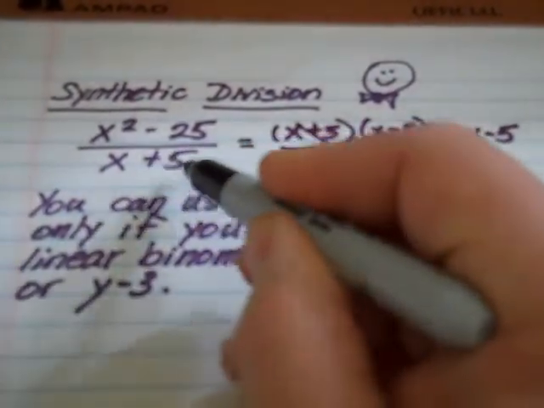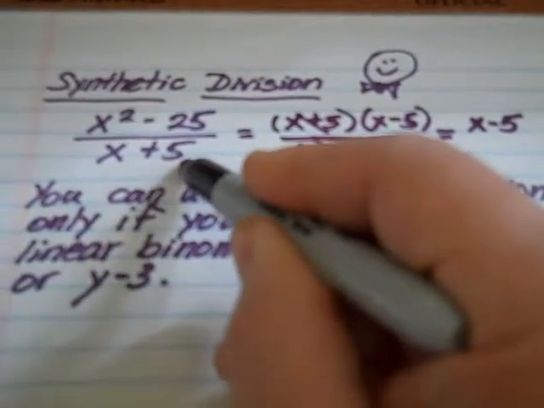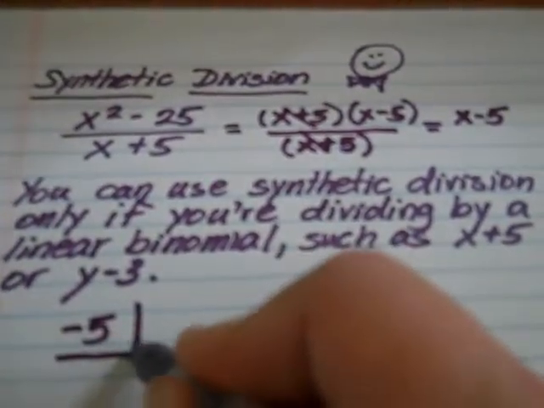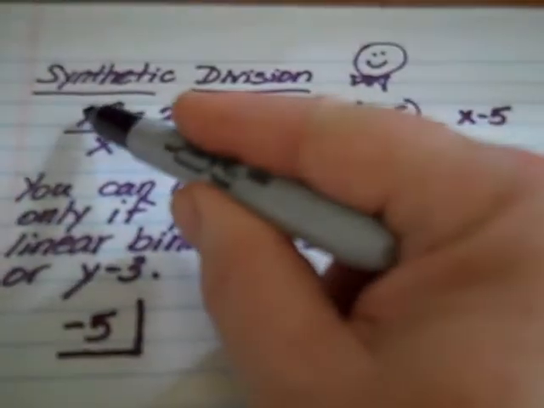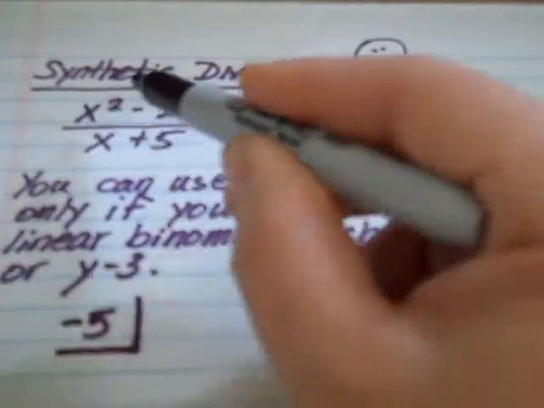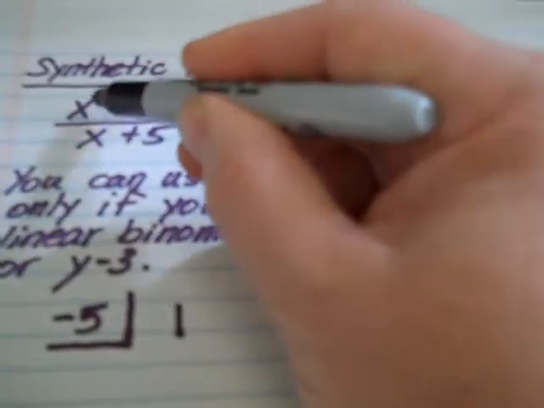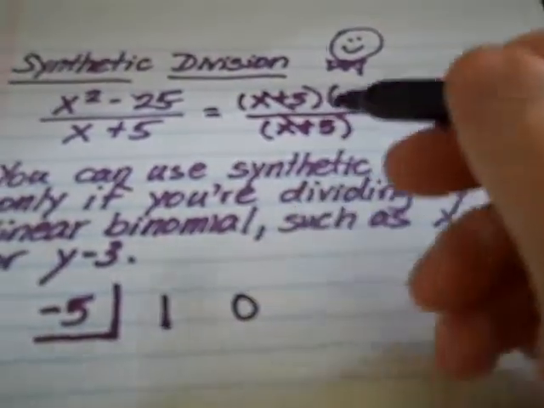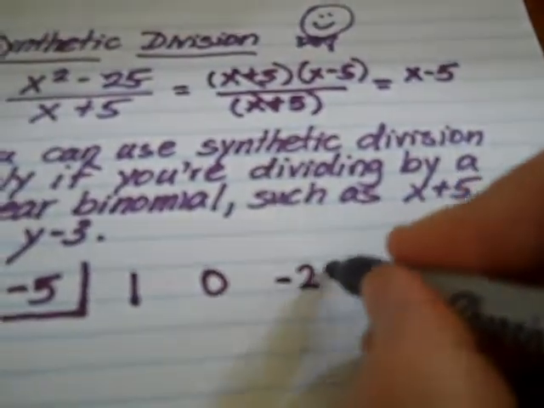We would choose as our divisor the opposite of the constant here. So the constant is plus 5, so we're going to make it negative 5. Now we make this little symbol for our divisor, negative 5, and now we're going to copy the coefficients of the numerator, the polynomial on top. So the coefficient of x squared is 1. Now we're going to actually count the missing coefficient. After x squared we'd get x, and there is no x here, so we're going to put 0. It's a 0 coefficient. And for the constant it's negative 25.